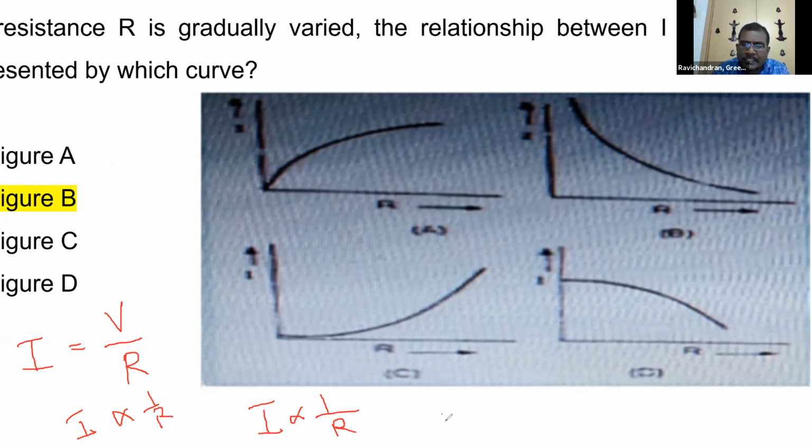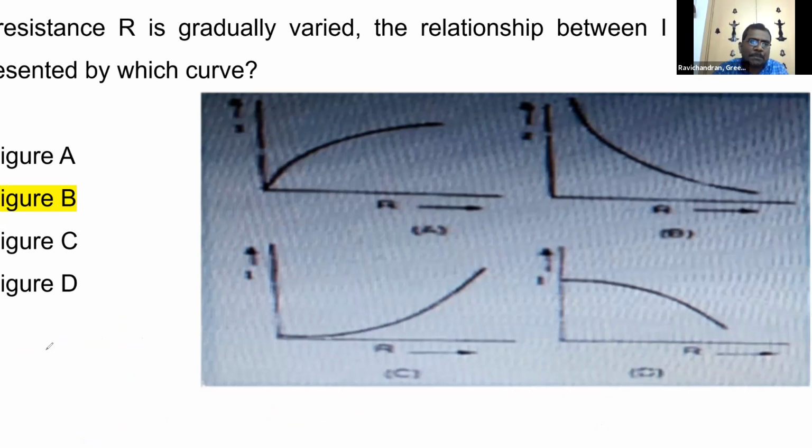Initially, R is equal to 0. Suppose if R is equal to 0, the current is infinity. If R is equal to infinity, I is equal to 0. So simply, we forget about the mathematical equations. It is simply I is inversely proportional to R.